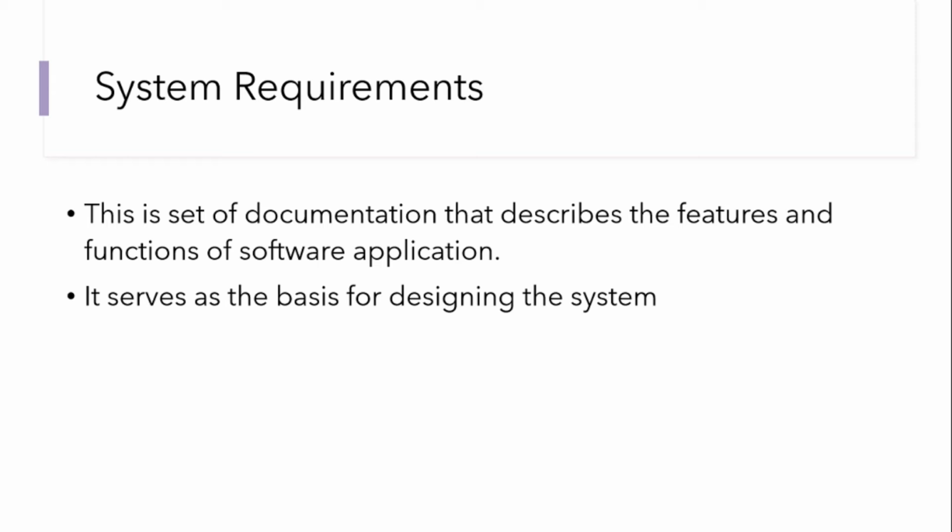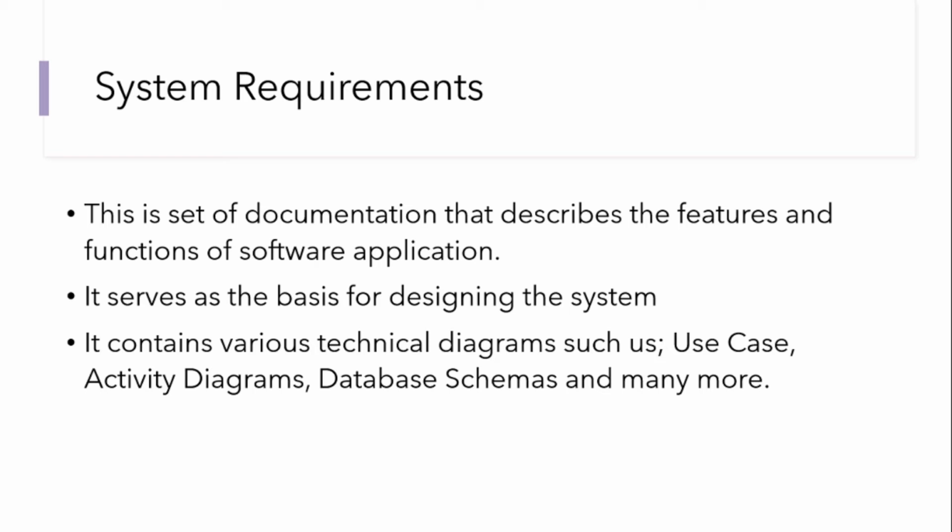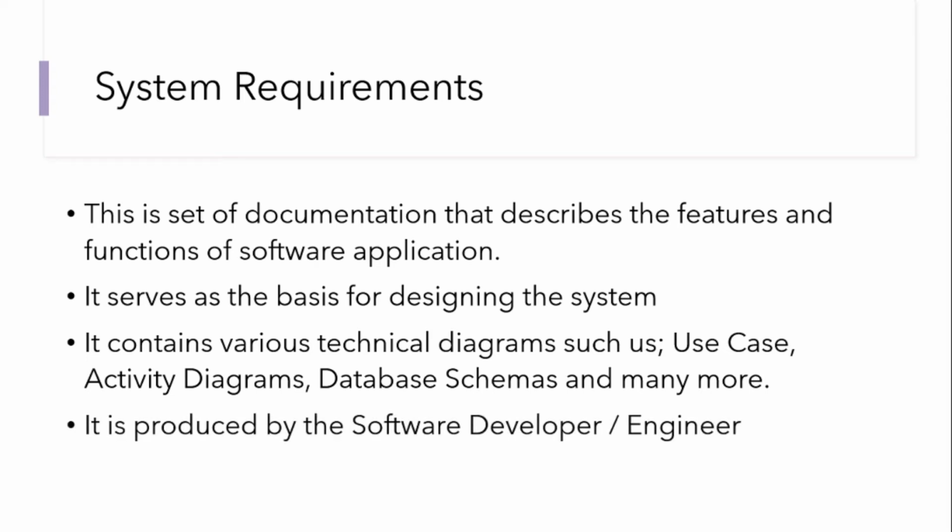Over here, the system requirement focuses on converting the user requirements, that is the natural language, into a technical language that can be easily understood by programmers and software engineers. So it contains various technical diagrams such as the use case, activity diagram, database schemas, and many more. The system requirements actually focus on converting the raw natural language the user gives to the programmer into a technical diagram that can be understood by other software engineers and programmers. System requirements are only understood by software developers or software engineers.